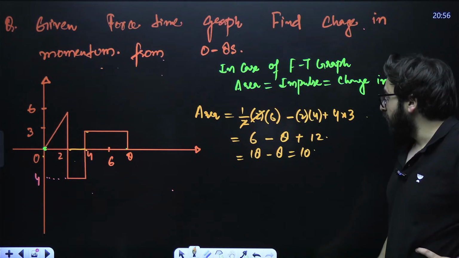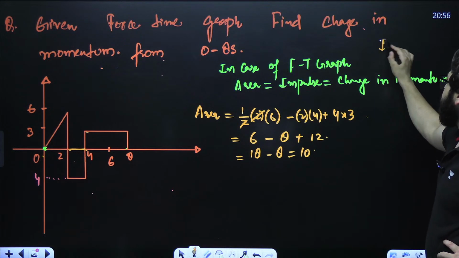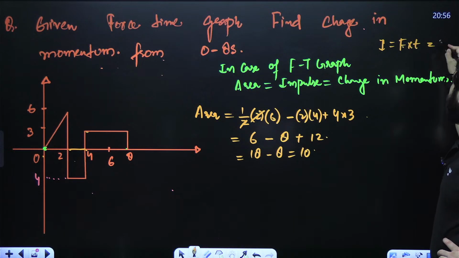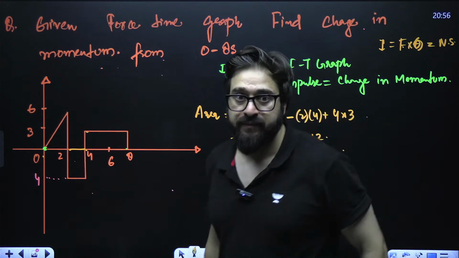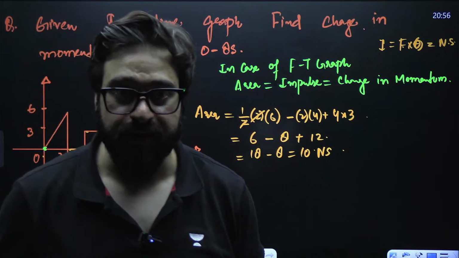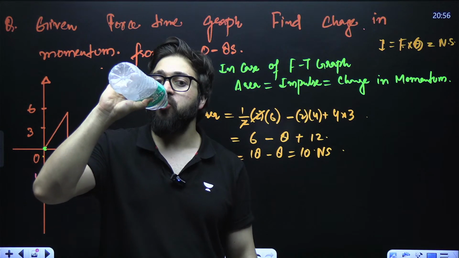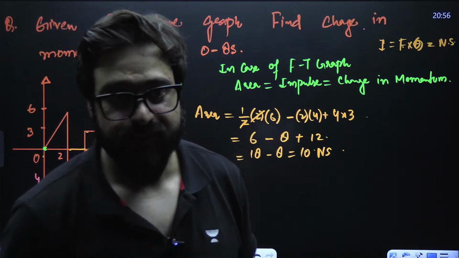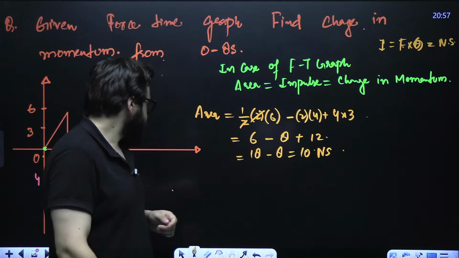Okay. And guys, what is the unit that we can use over here? We say impulse is force multiplied by time. What is the unit of force? That is Newton. What is the unit of time? That is second. I can say NS. 10 NS. Is this clear or this is super clear? Great. Okay. Next.